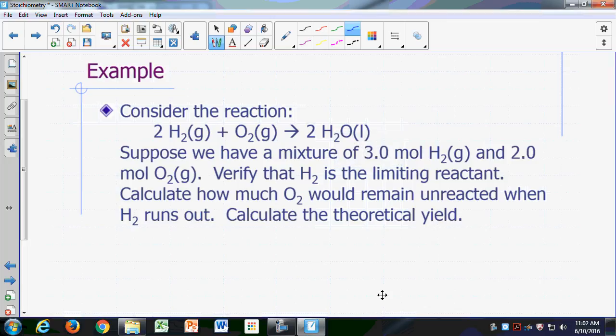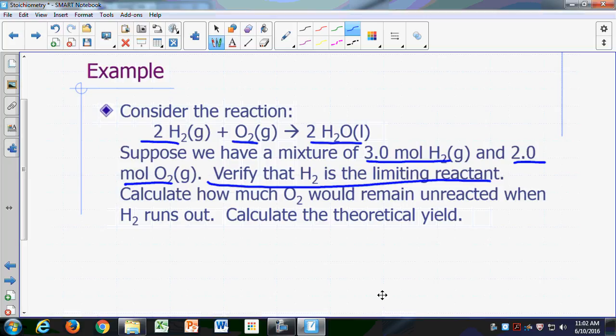Let's take a look at this example. Consider the reaction 2H2 plus O2 yields 2H2O. Let's say you made a reaction mixture consisting of 3 moles of H2 and 2 moles of O2. Let's verify that in this particular case, H2 is the limiting reactant. How are we going to do that?